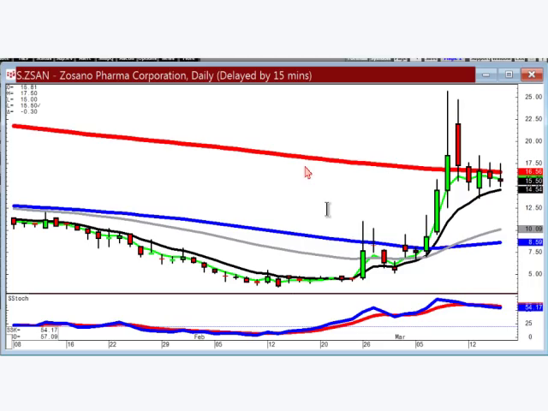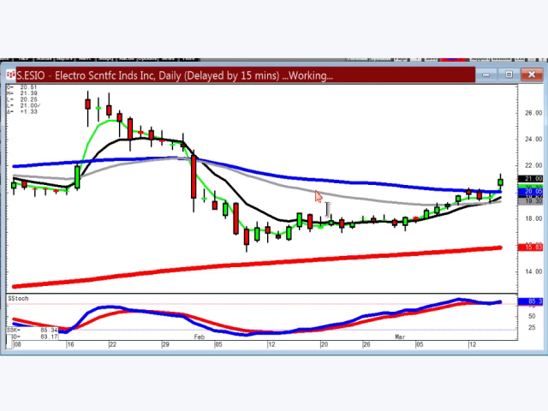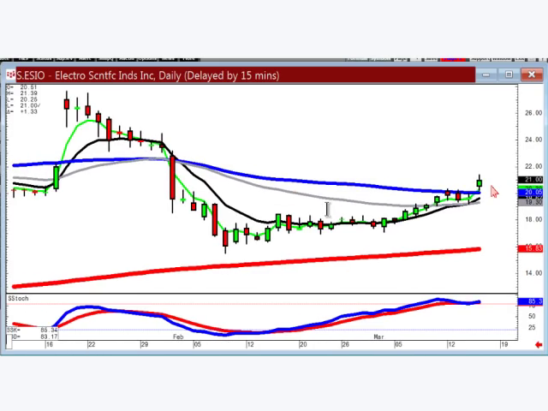So this isn't to say that we catch every big, huge price move. This is to say that we can find situations where the probabilities are pretty strong that we're heading in the right direction, looking for setups where we can be in those big price moves.